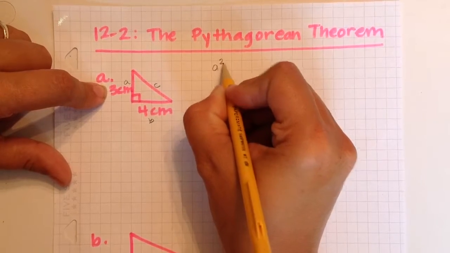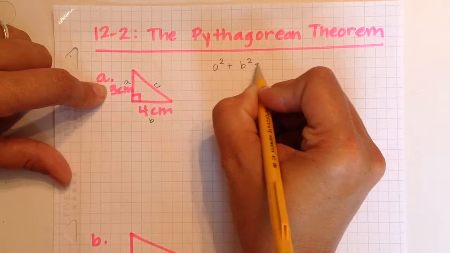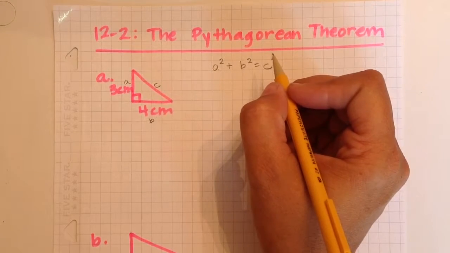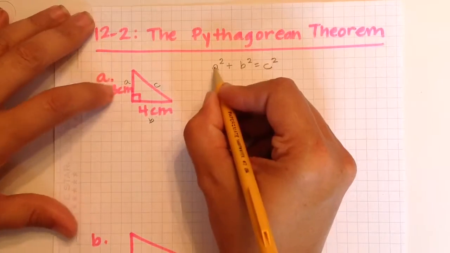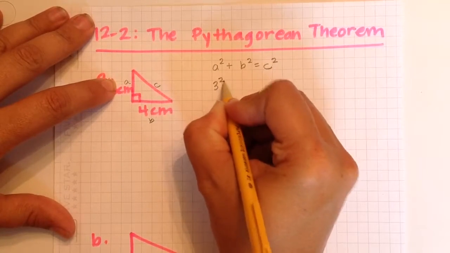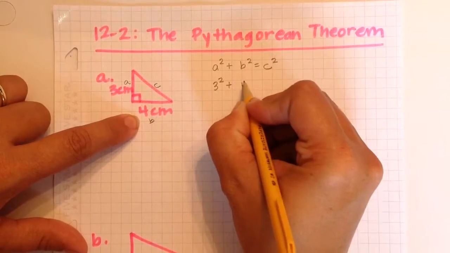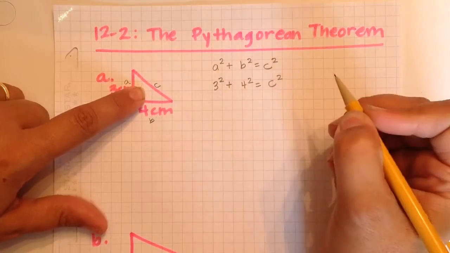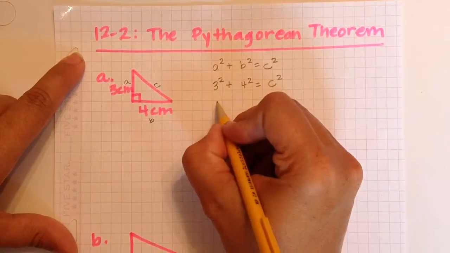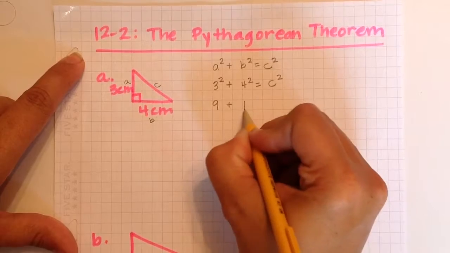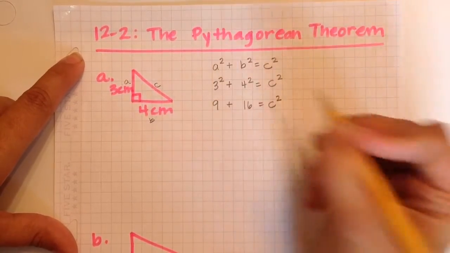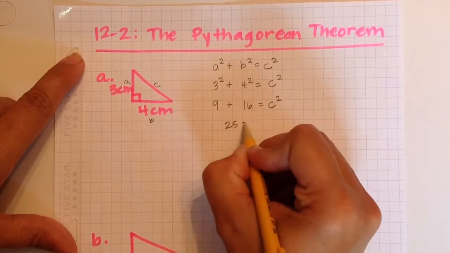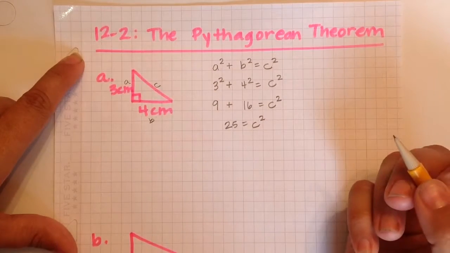So my equation is A squared plus B squared is equal to C squared. So here A squared, A is 3, so this is going to be 3 squared, plus B is 4, so plus 4 squared is equal to C squared. Alright, 3 squared is 9, 4 squared is 16, and 9 plus 16 is 25, which is equal to C squared.